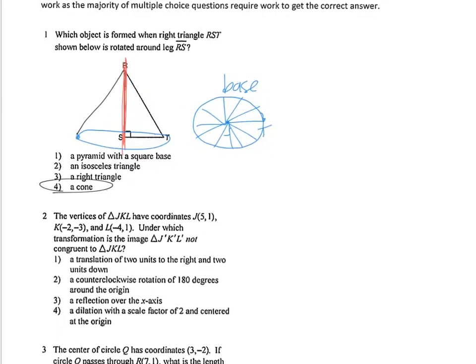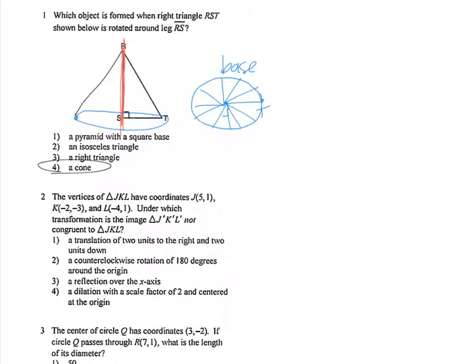In number 2, we've got these vertices of triangle JKL, and it says, under which transformation is the image not congruent? So you don't even have to plot these. If you want to, you can, but here it just is describing different transformations. A translation is a slide. So if I slide a triangle over and say up, it's still the same size. So that's not our choice. The next one says a rotation of 180. So rotation is a turn. So if I take a triangle and then I turn it, it's still the same size.